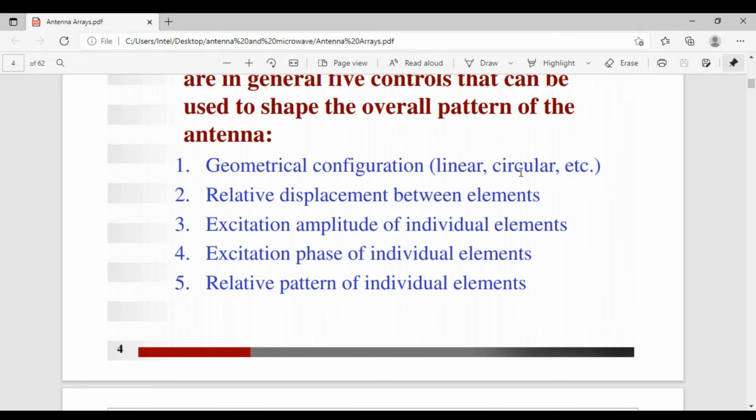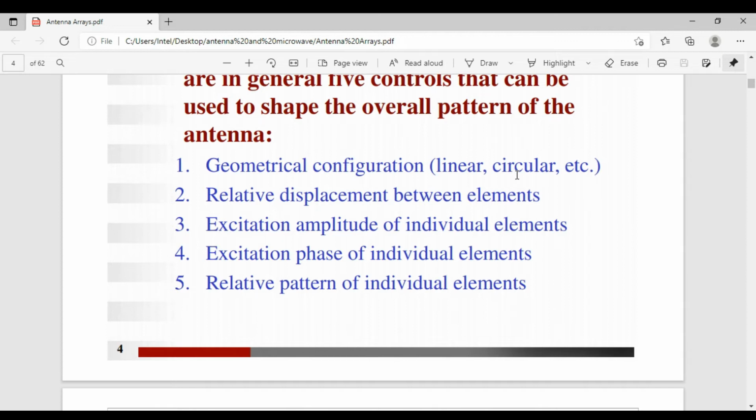Then it is circular. If it is made in the form of a circle, when the antennas are arranged in a circular form, more interference will be there. The signal coming from antenna 1 and antenna 6 may collide together, so the interference will be more. So the most advantageous geometrical configuration is the linear configuration.